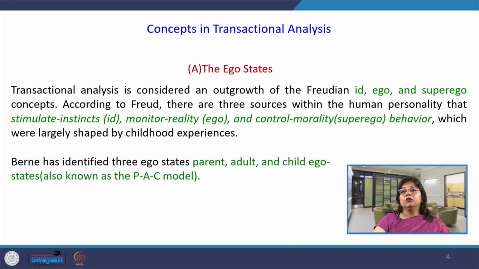So, what are those ego states? Let us discuss these ego states in detail. TA is considered an outgrowth of the Freudian id, ego and superego. He divided human thinking into three layers: id, ego and superego, where id is the most stimulating and instinctual part of personality, where any individual would like to satisfy his needs, desires, and wishes in one go.